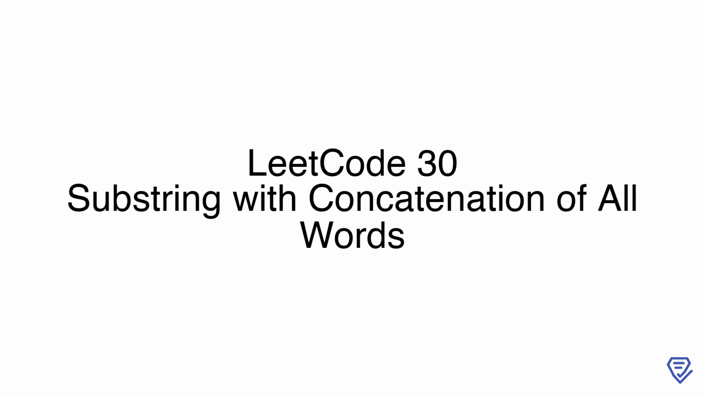In this session, we'll be tackling problem number 30, Substring with Concatenation of All Words. This problem challenges us to find all starting indices of substrings in a given string that are formed by concatenating all words from a given list exactly once and without any intervening characters. Let's dive in and explore the solution step by step.